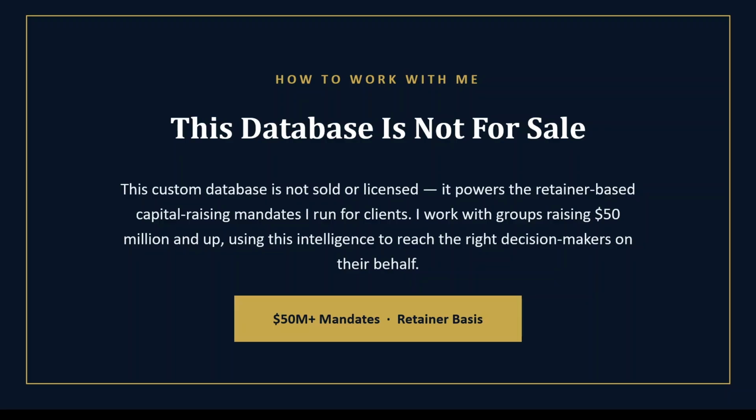on their behalf. So it's a little bit different than the other databases that I have on my website, but it's to be used for people who actually want me on a retainer, and it is a database that I'm using at this present time for a very, very large capital raise.